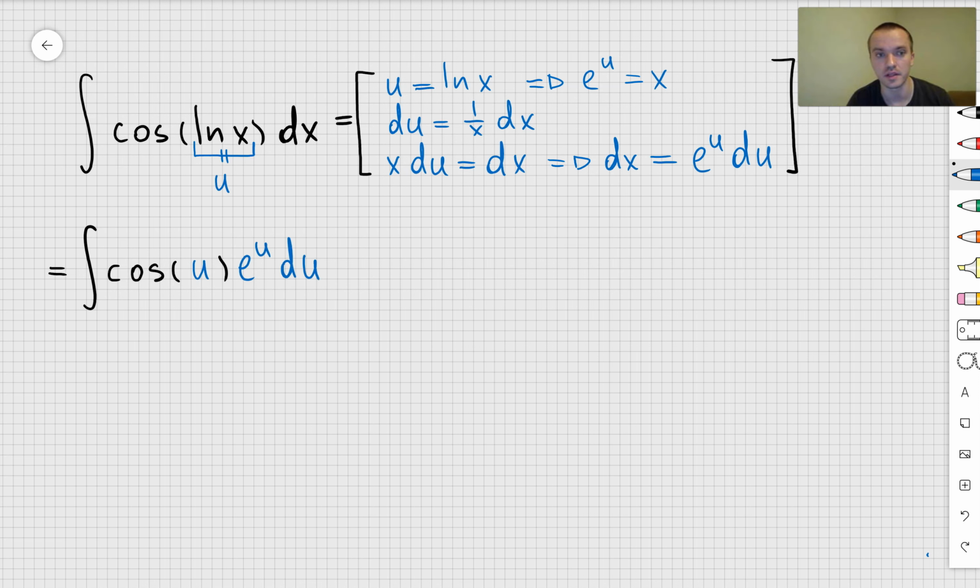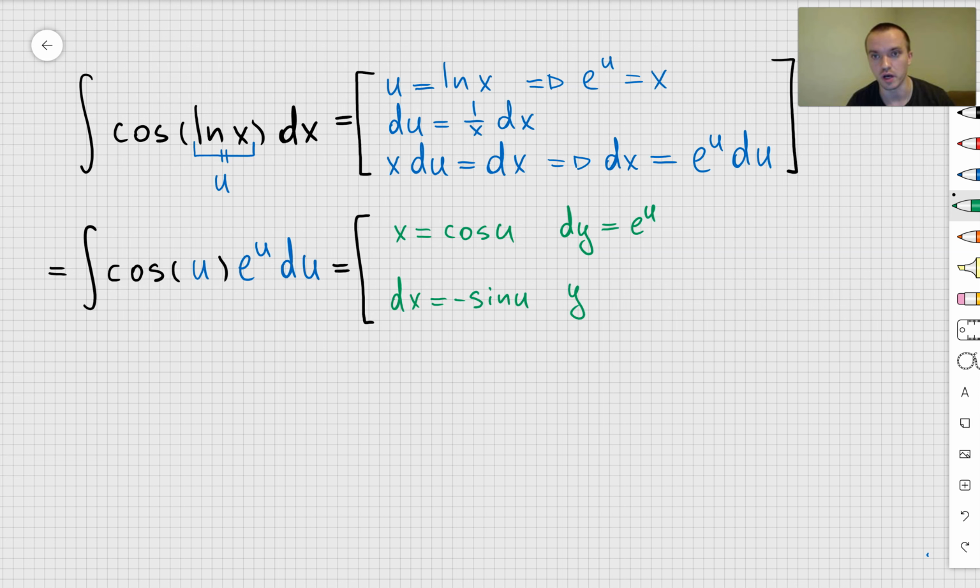And when we have the integral of cosine u times e to the u, then the idea is to use integration by parts. But I'm not going to use integration by parts once, I'm going to use it twice, and you will see why. So first I'm going to set x to cosine u and dy to e to the u. I chose x and y just as variables for integration by parts, so it's not like the x from the original integral, cosine of ln of x. I'm just using that as an intermediate step.